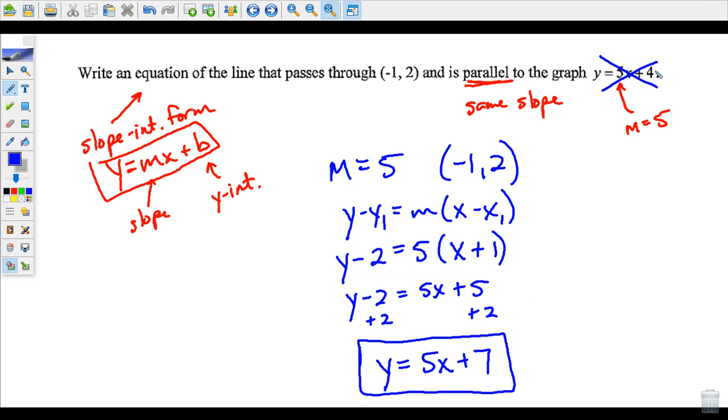So these two equations represent parallel lines. You can see they have the same slope, just different y-intercepts. So here's the equation of our line. Again, when you enter this in Canvas, just make sure that there's no spaces if you have to write the equation.